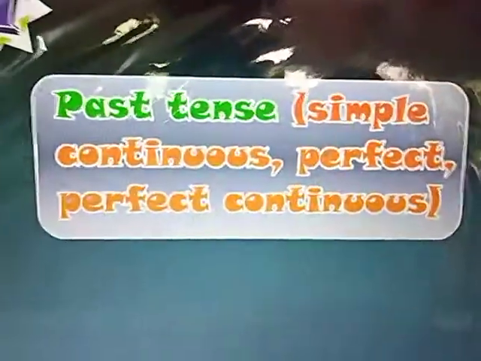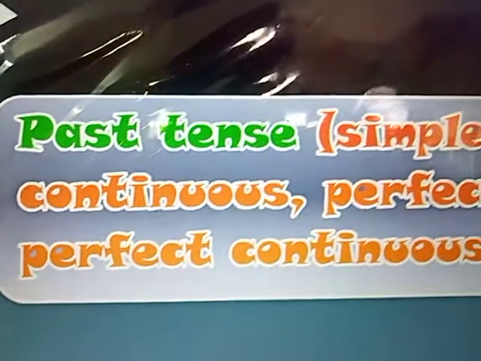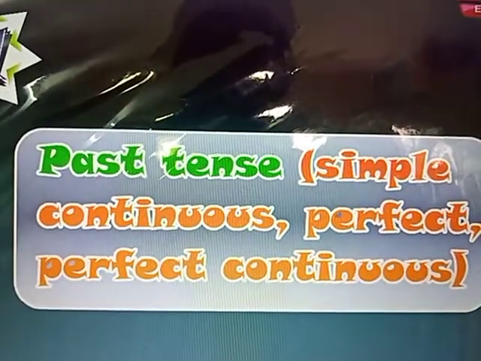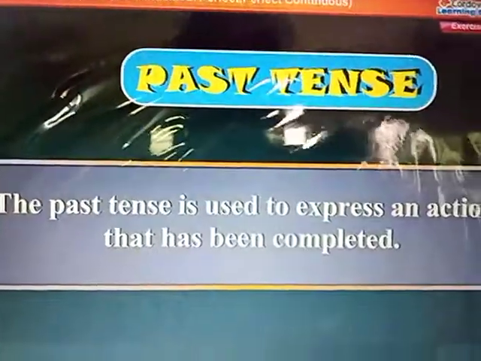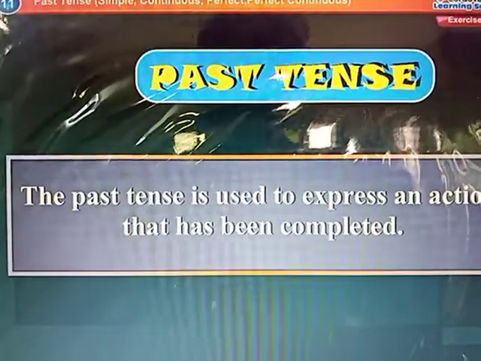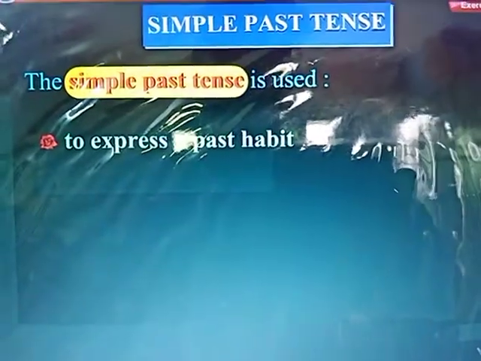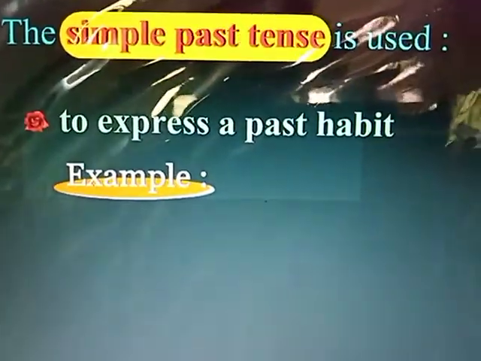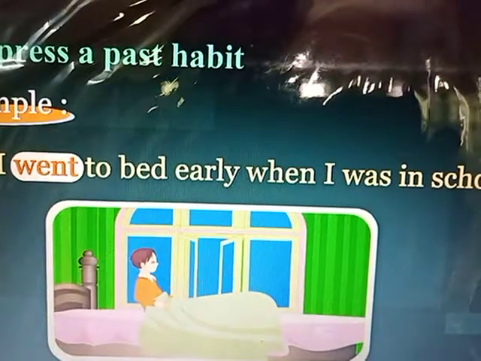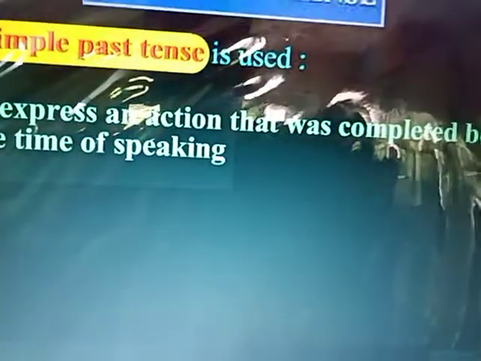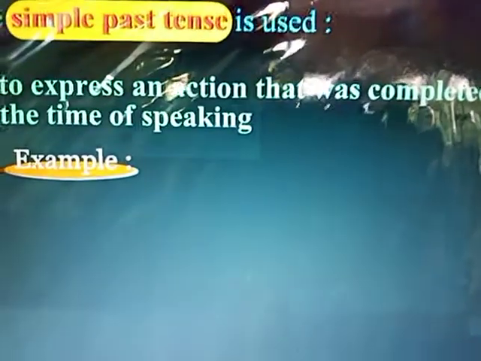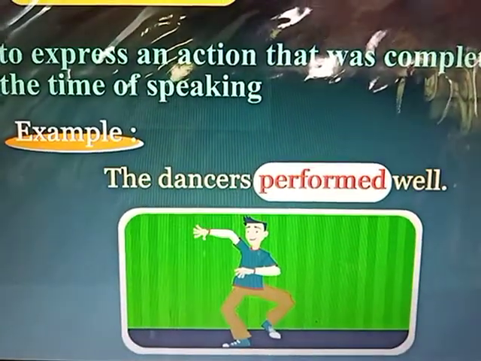Past tense: simple, continuous, perfect, perfect continuous. The past tense is used to express an action that has been completed. Simple past tense. The simple past tense is used to express a past habit. Example: I went to bed early when I was in school. To express an action that was completed before the time of speaking. Example: The dancers performed well.